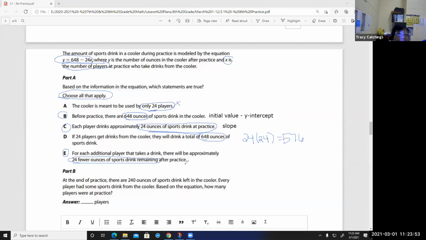Part B says at the end of practice, there are 240 ounces of sports drink left in the cooler. Every player had some sports drink from the cooler. Based on the equation, how many players were at practice? So if I've got 240 left, 240 is now my what? Good job. So we're going to use that same equation, except now we're putting in 240.